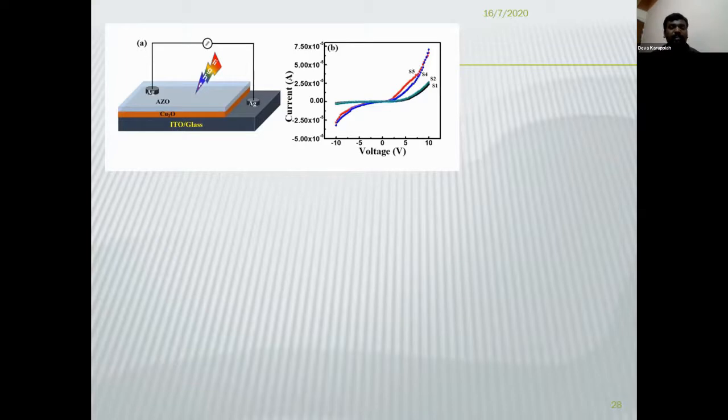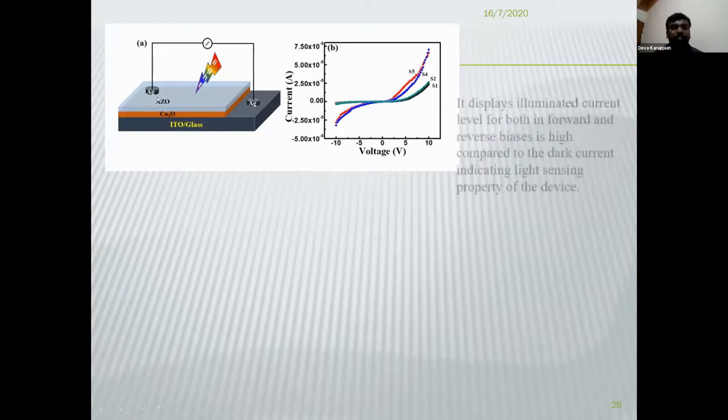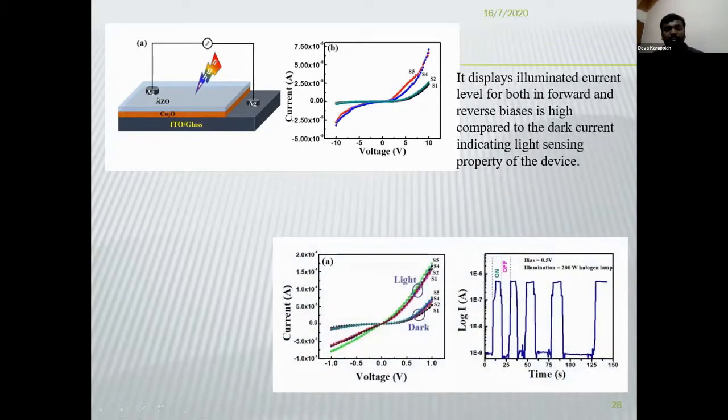So here I prepared some photodiodes using ITO, and copper oxide, which is a P-type material, and AZO, which is an N-type material, which I prepared in this present work. This is the current versus voltage study, the photodiode study. It displays that the illuminated current levels for both forward and reverse biases are very high compared to the dark values.